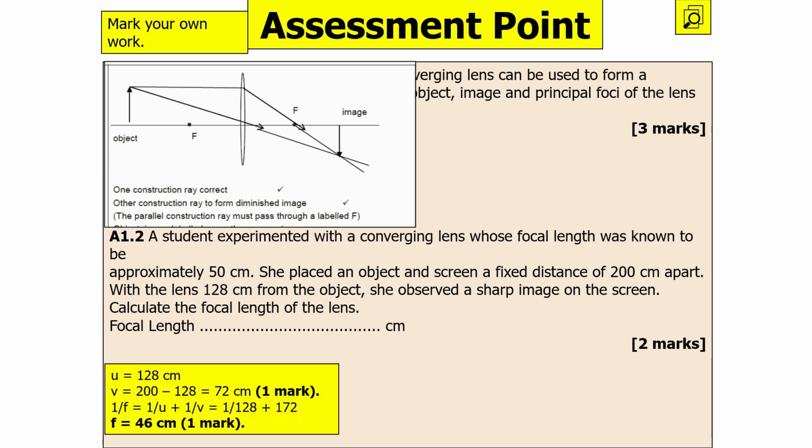We know from this information U is 128 centimeters, V is going to be equal to 200, the total length, minus 128, if you think about the distances between the image and the object of what U and V are, so that's 72 centimeters. We know 1 over F equals 1 over U plus 1 over V, the lens equation, so you can pop that all through and you get F out to be 46 centimeters.